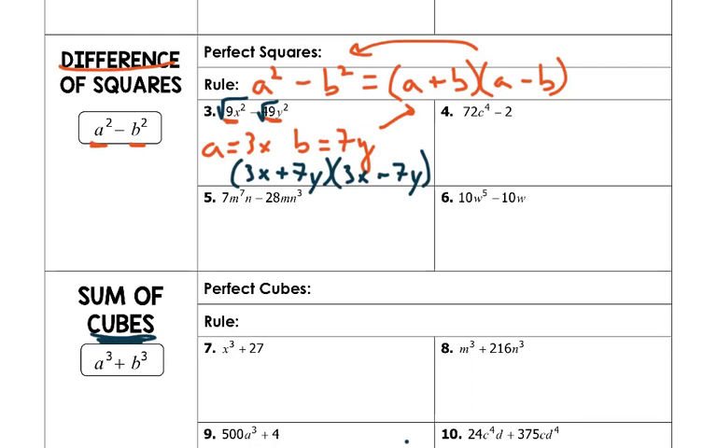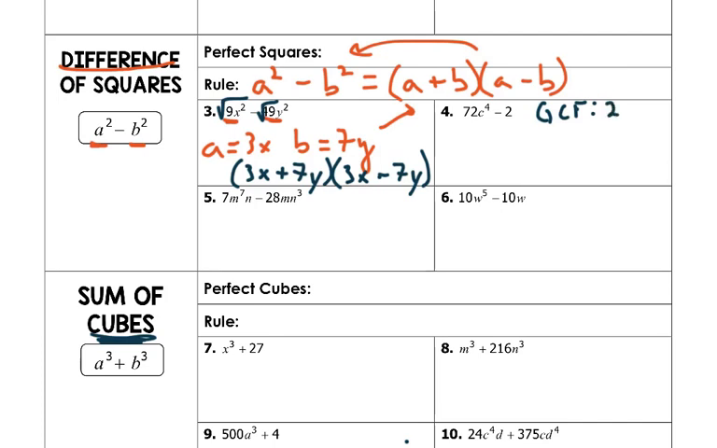All right, so let's look at number 4. 72c to the 4th minus 2. Well, 72, what number multiplies together twice to get 72? There is not a number that multiplies together twice that perfectly will go into 72. And same goes for 2. So looking at this, the first thing that we always have to check before we factor is for GCF. And the GCF here, what number goes into both 72 and 2? 2. So we're going to take a GCF out of 2.